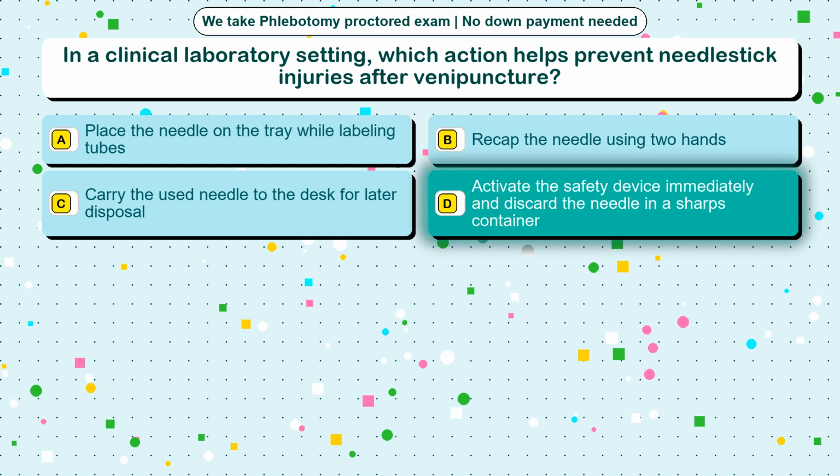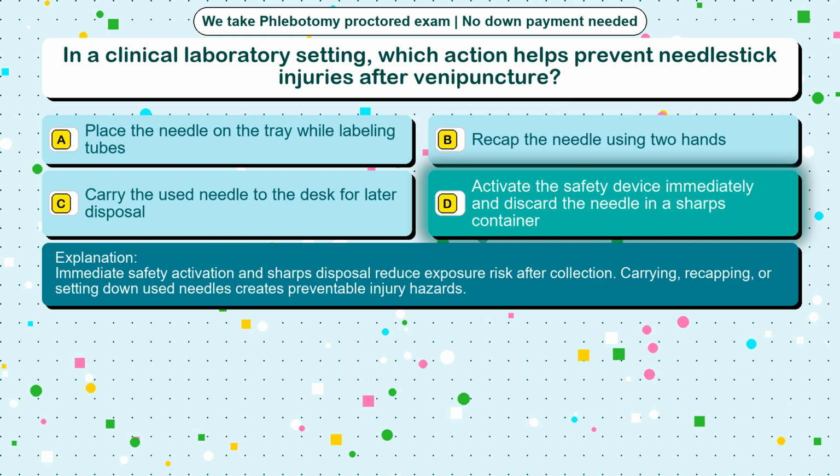The correct answer is option D, activate the safety device immediately and discard the needle in a sharps container. Immediate safety activation and sharps disposal reduce exposure risk after collection. Carrying, recapping, or setting down used needles creates preventable injury hazards.